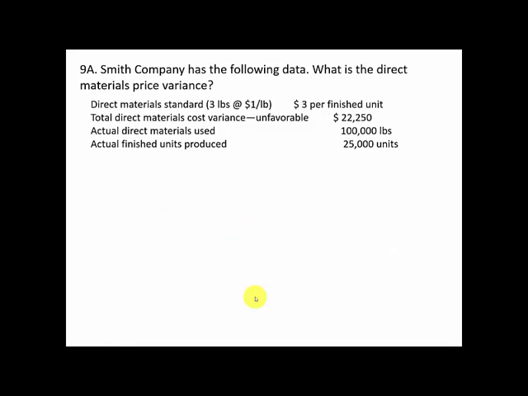9A. Smith Company has the following data. What is the direct material price variance?